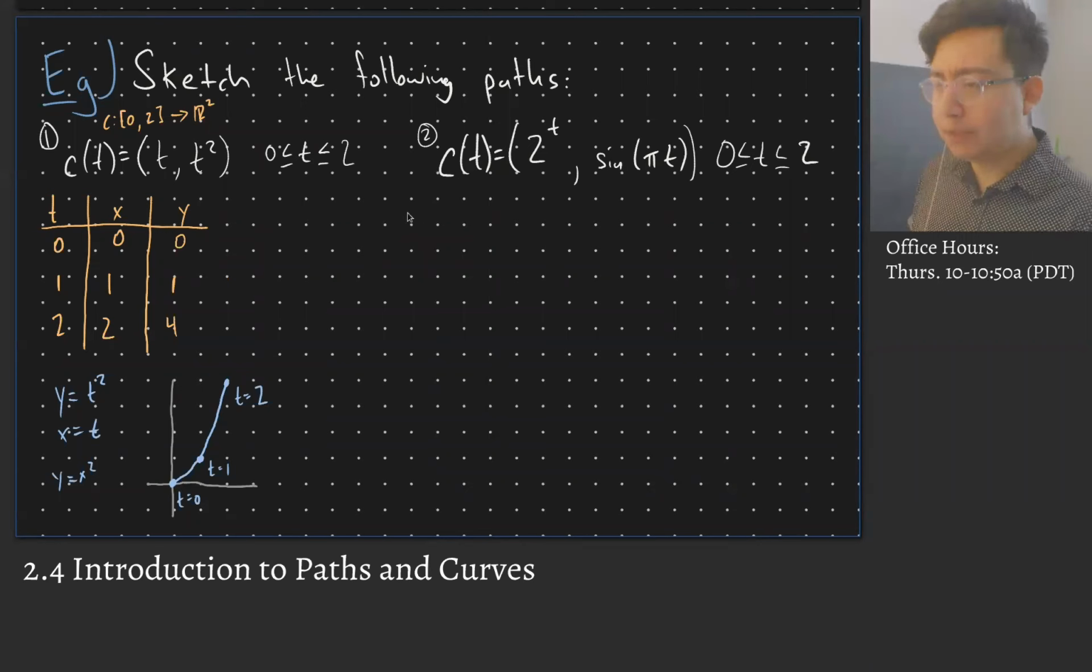Okay, cool. So now let's do a similar process, but for this function over here. So we're going to have t, and we're going to have our x and our y.